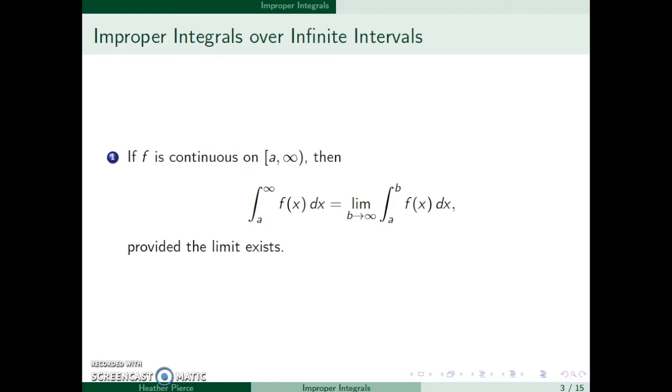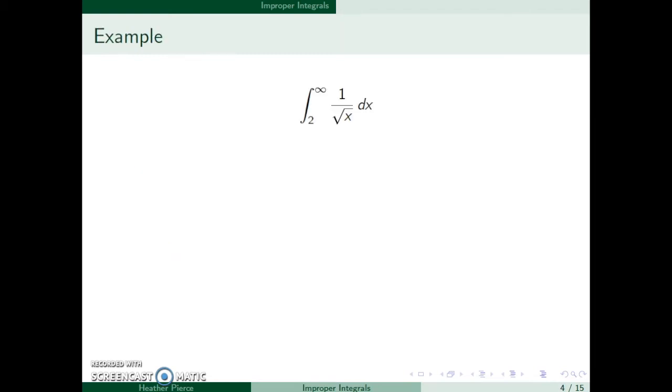If f is continuous over a to b, then the integral from a to infinity of f of x dx is the limit as b goes to infinity of the integral from a to b of f of x, provided this limit exists. So for example, let's look at this one.